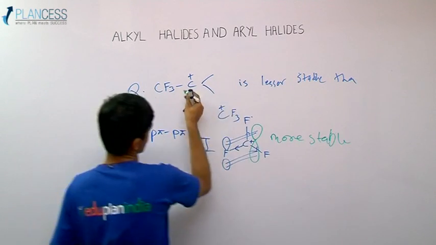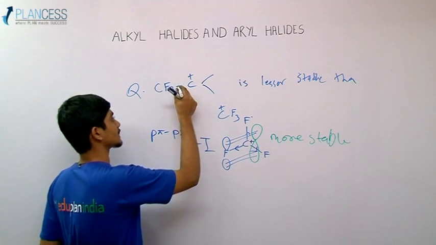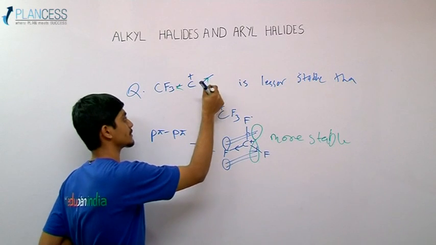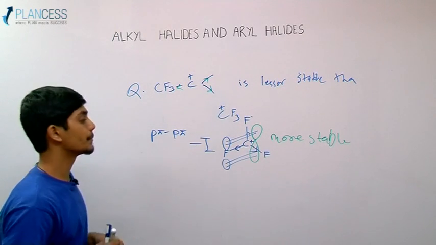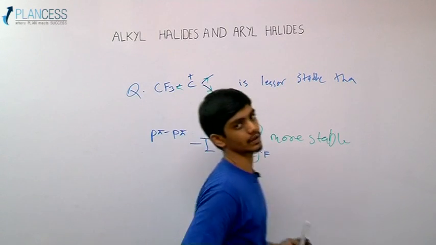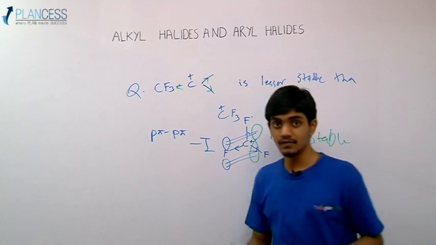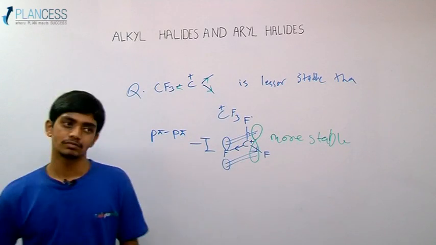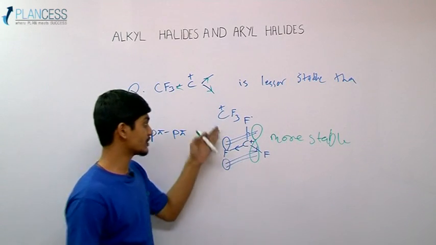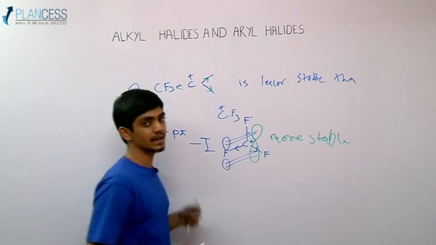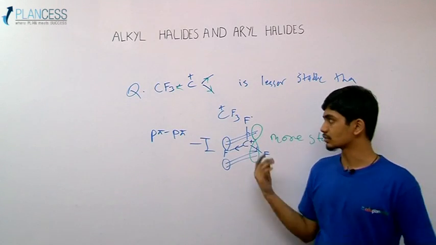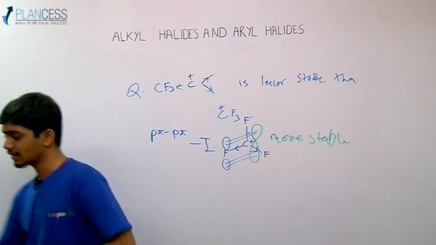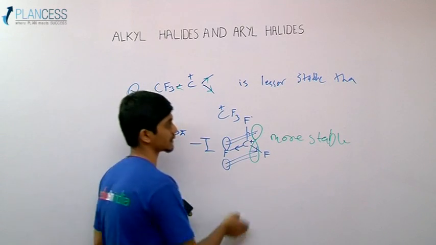And if you see in this carbocation, the inductive effect is there, and although there might be some positive effect due to these groups, there is no back bonding. Back bonding is a very stabilizing factor. So CF3 plus is more stable than that carbocation. This was a nice question, and this can actually have more applications.